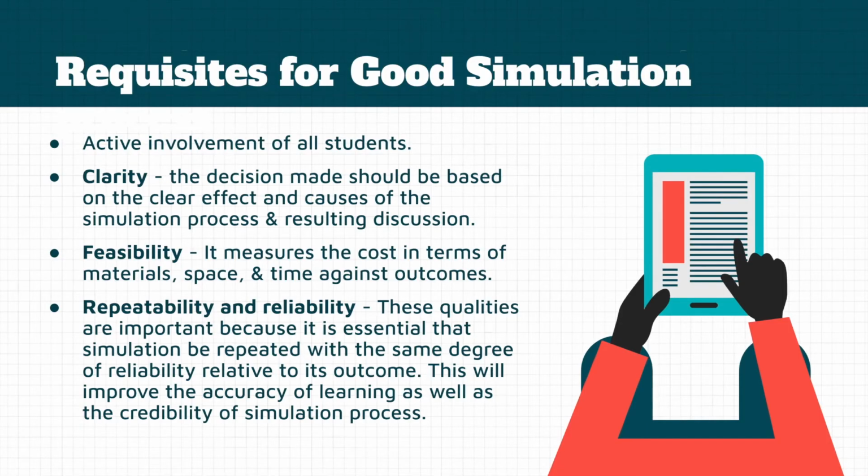The requisites for good simulations are the active involvement of all students. Clarity: the decision mode is to be based on the clear effects and causes of the simulation process and resulting discussion. Visibility: it measures the cost in terms of materials, space, and time against outcomes. Repeatability and reliability are qualities which are important because it is essential that a simulation be repeated with the same degree of reliability relative to its outcome. This will improve the accuracy of learning as well as the credibility of the simulation process.